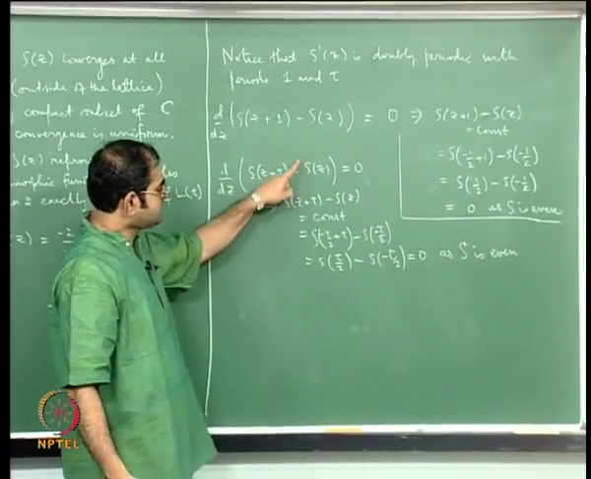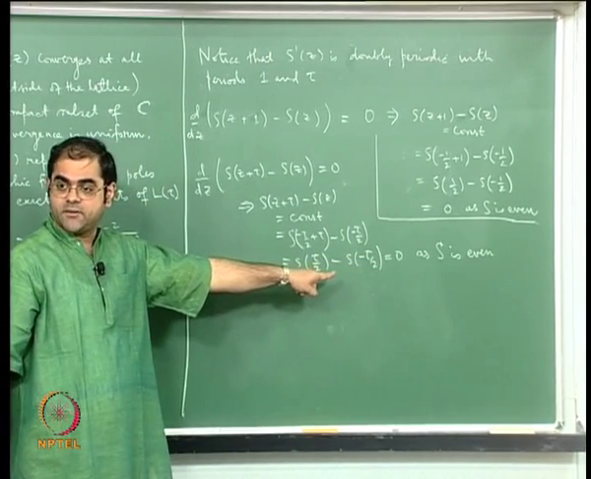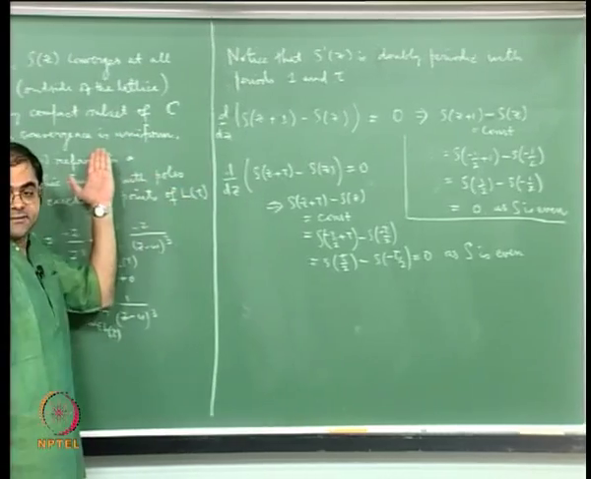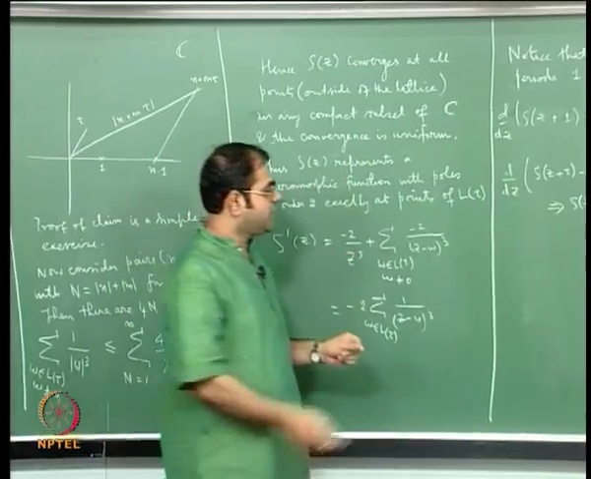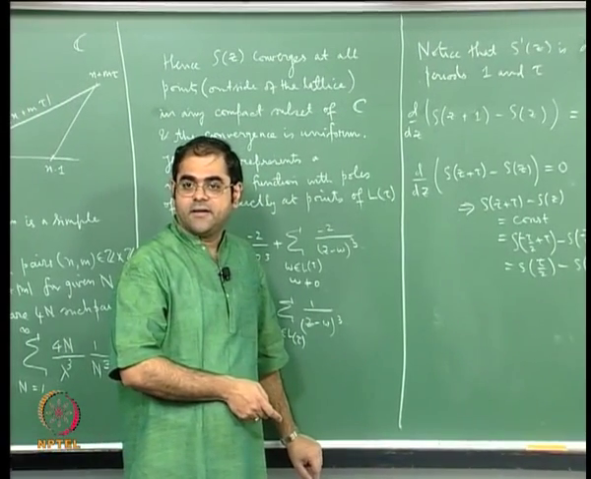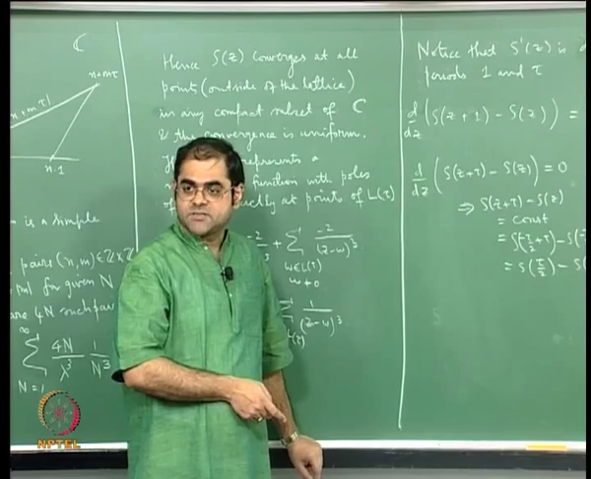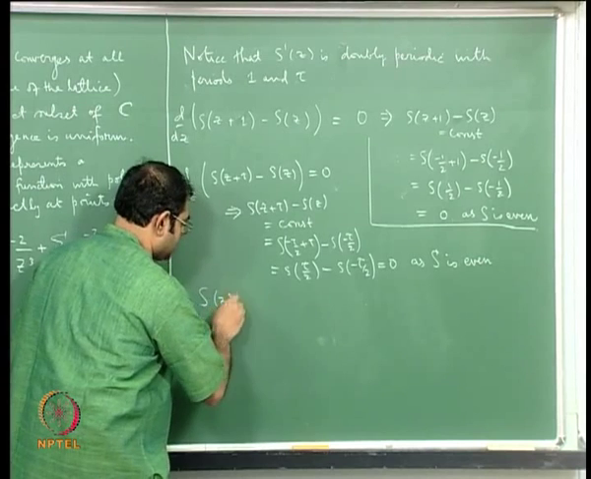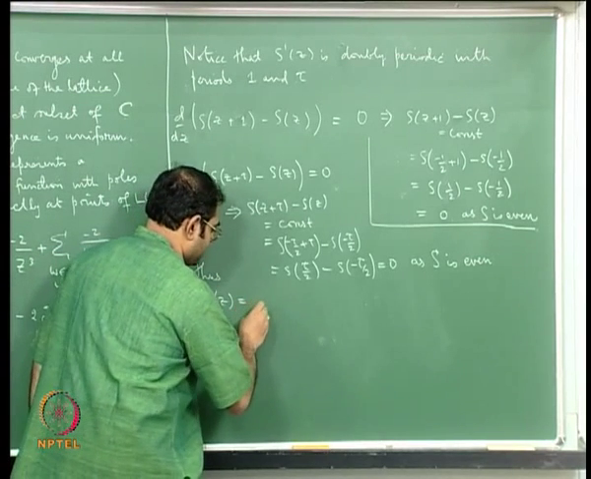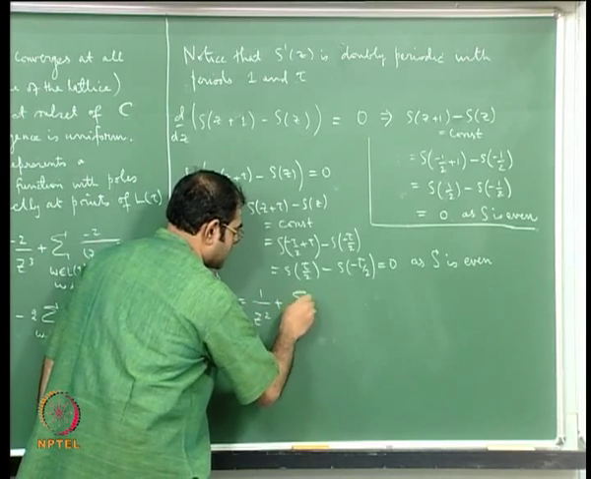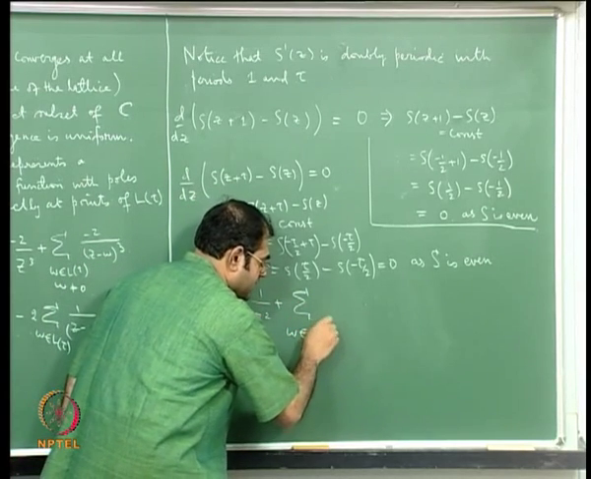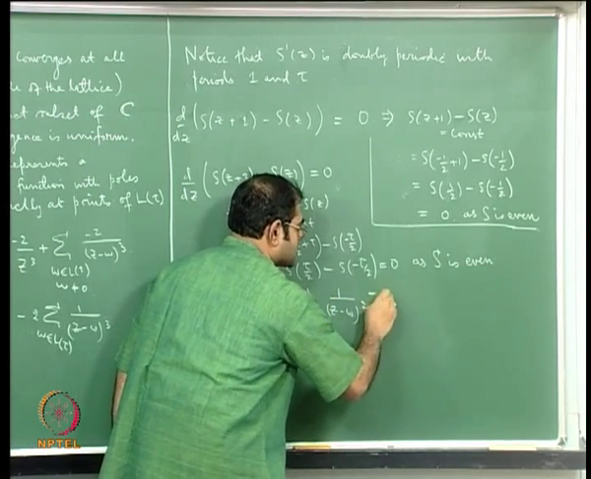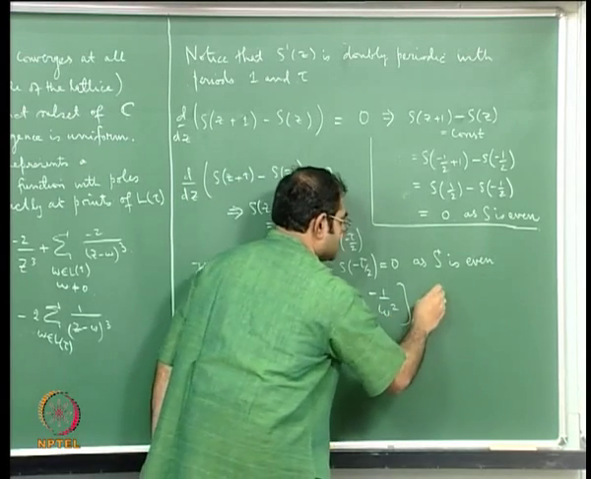So what we have proved is therefore S is doubly periodic. It's a meromorphic function with poles exactly at the points of the lattice, pole of order 2, and if you look at the expression for S, it's clear that the singular part at the origin is 1 by z squared. So let me write that down. S of z is 1 by z squared plus the sum over omega in the lattice, omega not equal to 0, of 1 by z minus omega the whole squared minus 1 by omega squared.